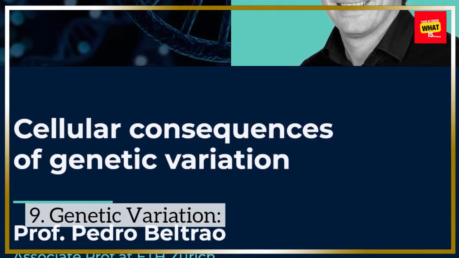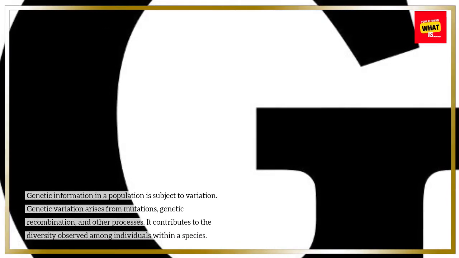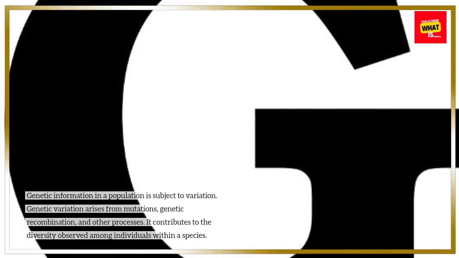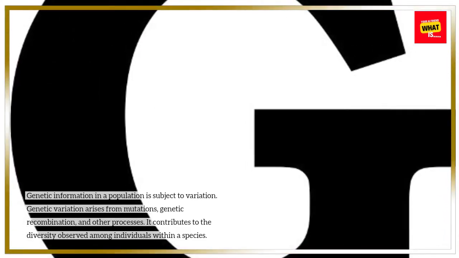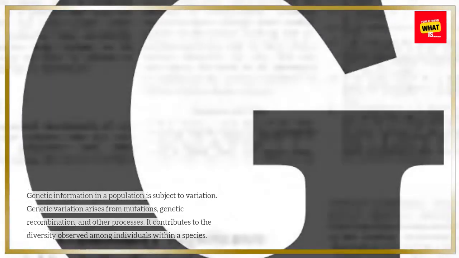9. Genetic variation. Genetic information in a population is subject to variation. Genetic variation arises from mutations, genetic recombination, and other processes. It contributes to the diversity observed among individuals within a species.